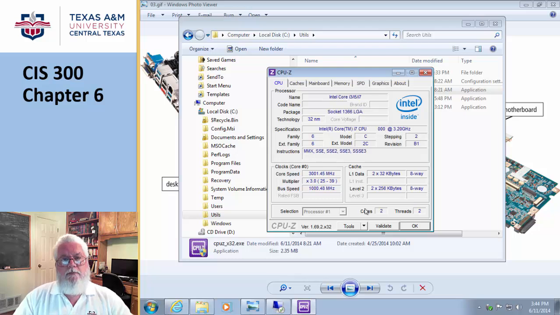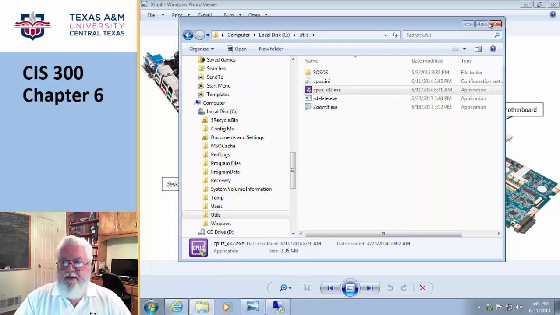Okay, so that's kind of a cool way, and this is a free utility you can download, and you can basically find out more about what type of chip your system has. Kind of cool. Okay, let's continue.